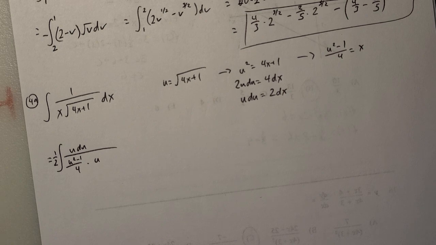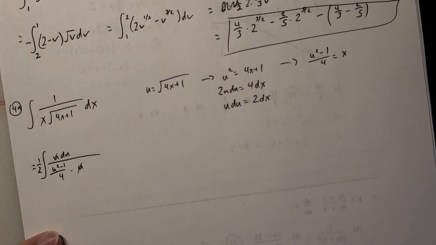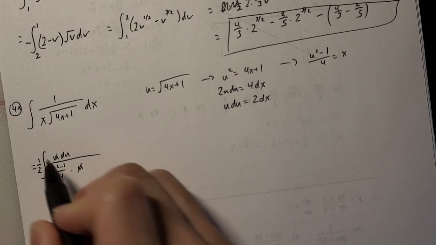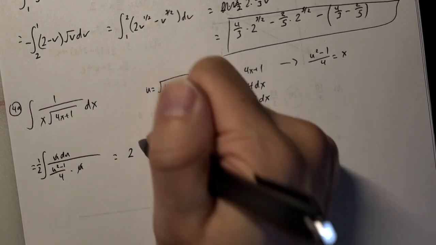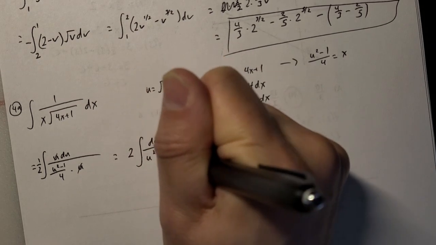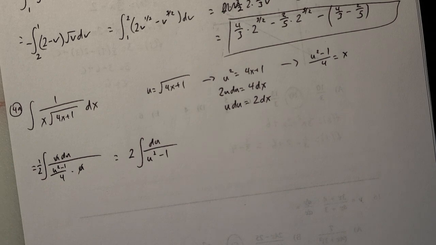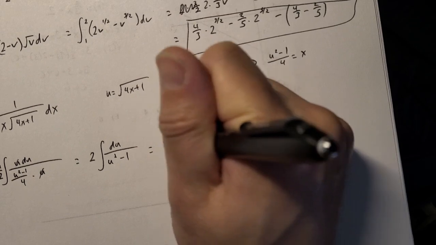So we get this. Now let's simplify a little bit. We see that these would cancel. We can move this 4 up on top, so we get 4 times half is 2. 2 integral of du over u squared minus 1. Okay? And now this is partial fraction decomposition.